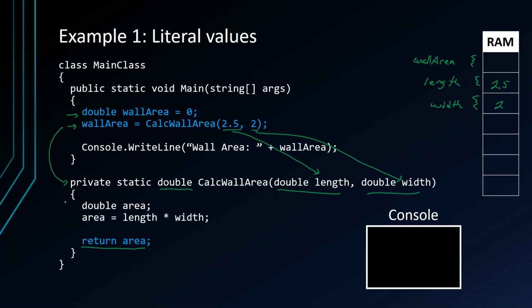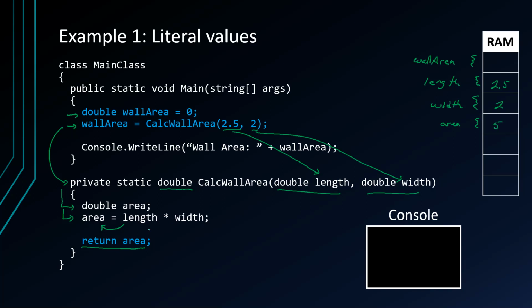It comes inside of the program now. It says, oh, I need another variable. This one is called area. Okay, doesn't have a value yet though. And then it calculates area: 2.5 times 2, which of course is 5, and then it takes that number and stores it inside the area variable. So now area has the value 5.